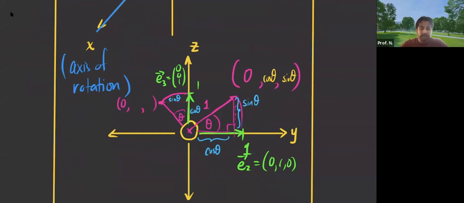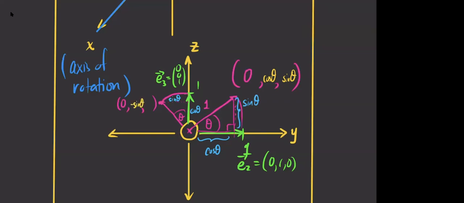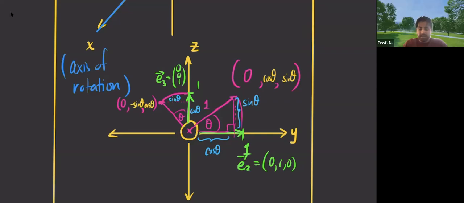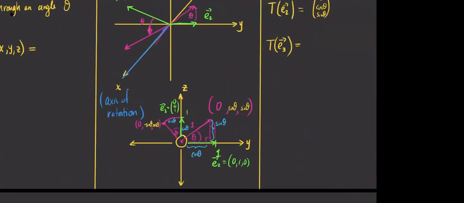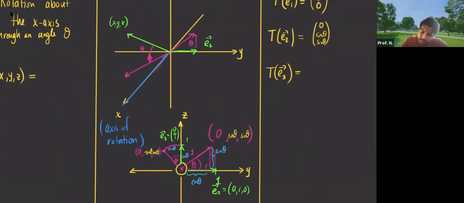So be careful. Now, this is the positive y-axis. This will be negative. So this should be now what? Negative sine theta, comma, cosine theta, right? So that's going to be negative sine. So it's going to be 0, negative sine theta, cosine theta, correct?